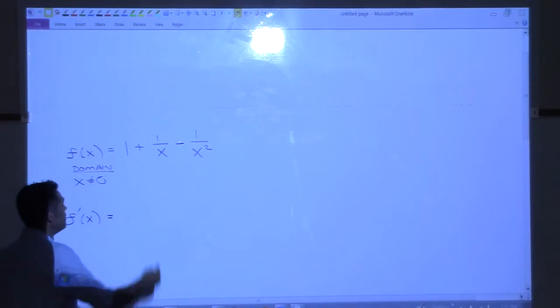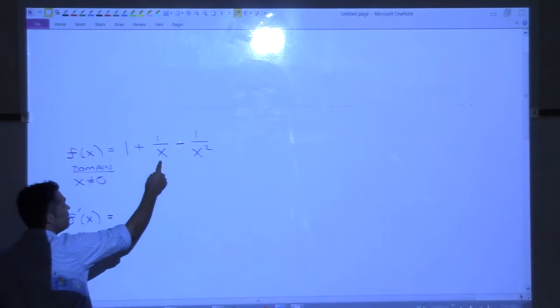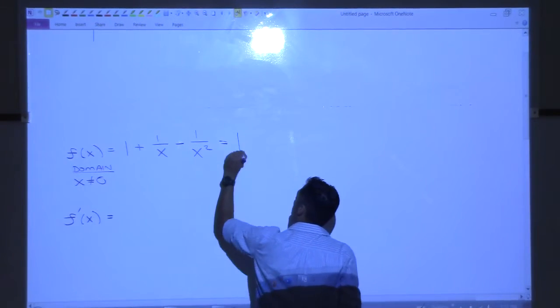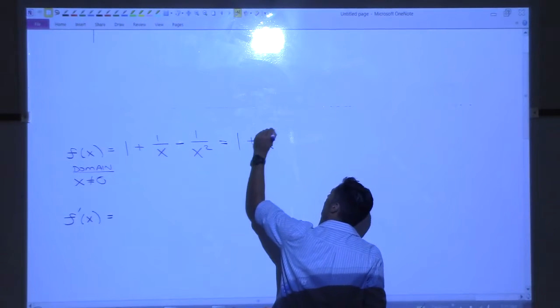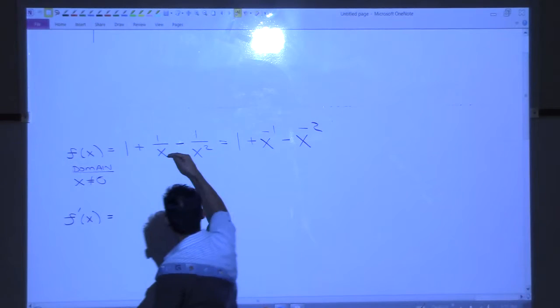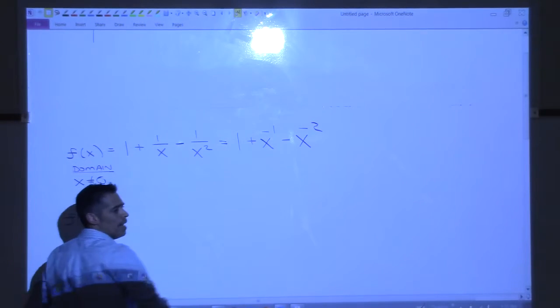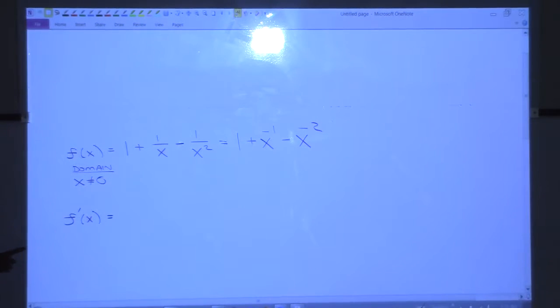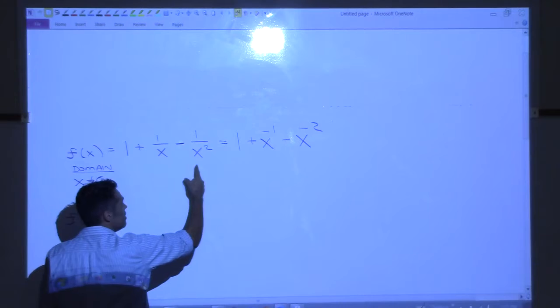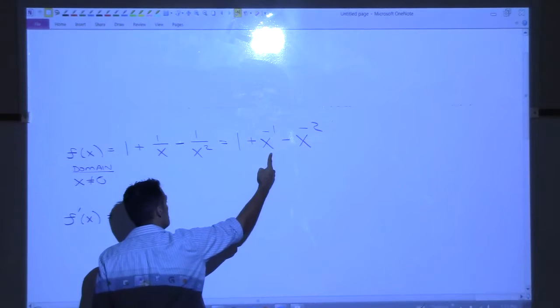All right, the derivative of 1 is easy, right? What about these two? I would recommend maybe you rewrite this problem. So bring that x up, bring the x squared up, and that way you can use your power rule to take the derivative, right? That would probably be the most efficient way to do it.